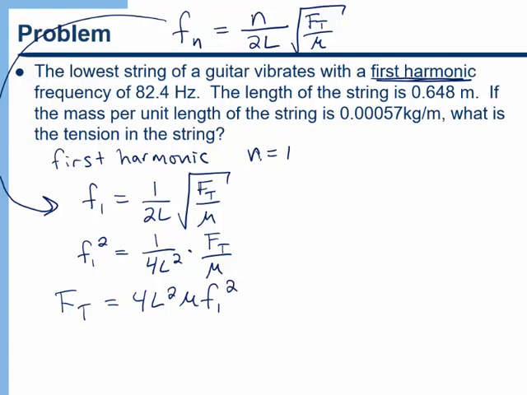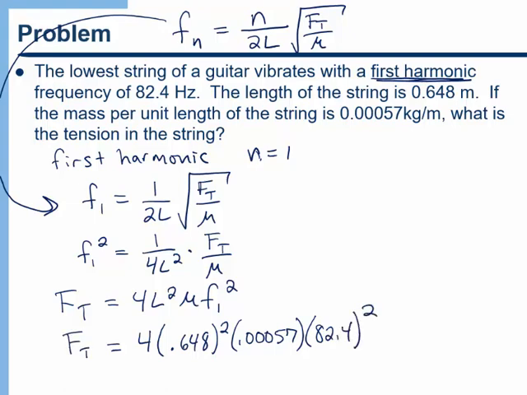And now I can just go ahead and plug in the values. We get 4 times the length of the string, which is 0.648 squared, times 0.00057 for mu, times the first harmonic frequency, which was 82.4, and we've got to square that. If you solve for that correctly, you should have gotten 6.5 newtons. And you'll notice here we only had 2 sig figs, so we should have 2 sig figs in our answer.